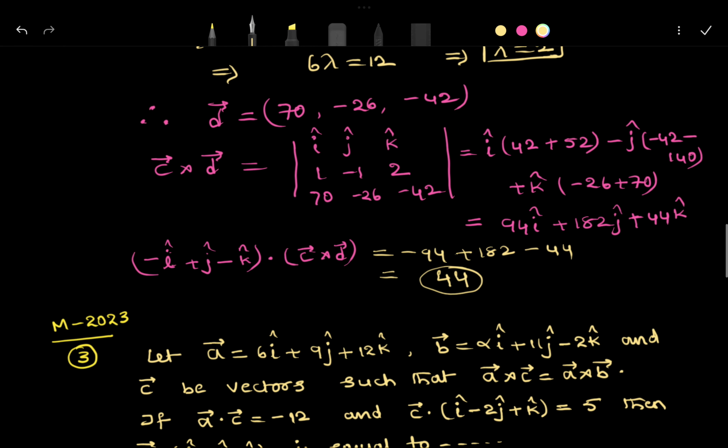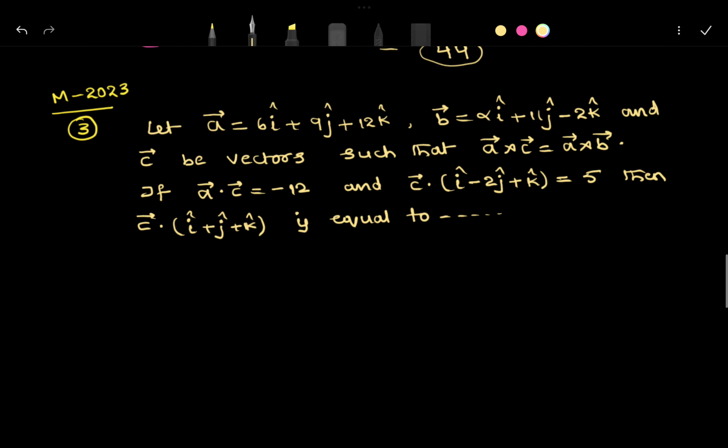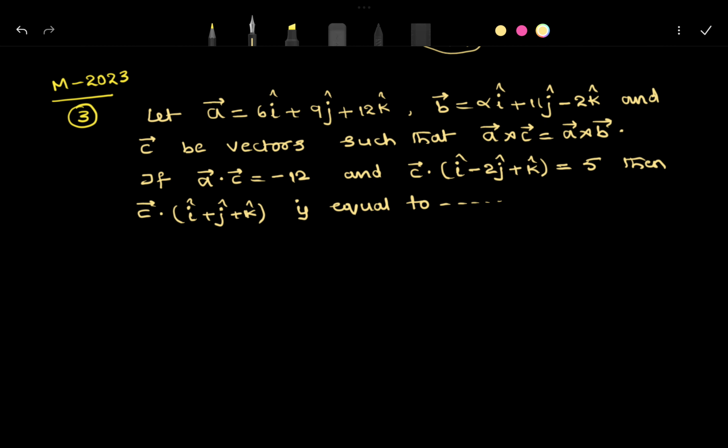Next we'll see one more problem. See how to find this. Let A bar be 6i plus 9j plus 12k, B bar be alpha i cap plus 11j cap minus 2k cap, and C bar be the vector such that A cross C is equal to A cross B. So all of you see very clearly what the given condition is in this one.